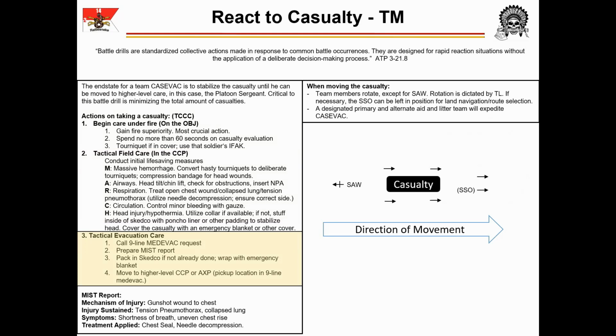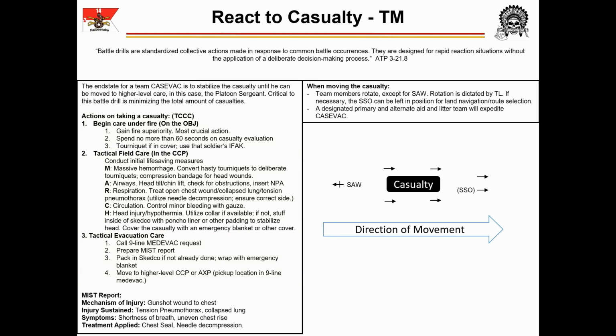At this point, the casualty will also be packed in a SCEDCO by the team if he was not packed in the SCEDCO to move him away from the objective. The team will now begin to move the casualty to the higher level CCP or AXP using the formation shown to the right of the board. The team may be moving to a higher level CCP if they conducted tactical field care in a team CCP, or they may move directly to an AXP if practical.